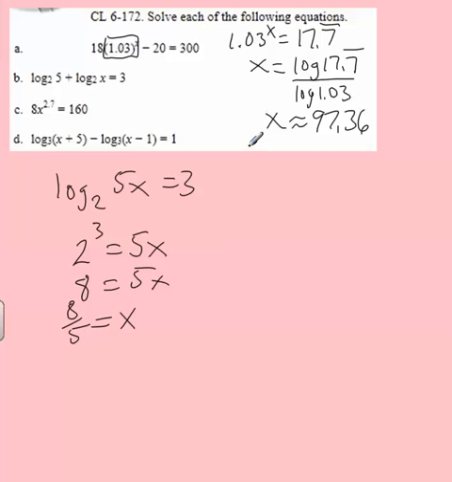Alright, part C. We want to divide both sides by 8 to begin with, so we'll get x to the 2.7 power is equal to 20. And now we can take the 2.7 root of each side, or a little bit better notation wise is to raise each side to 1 over 2.7.